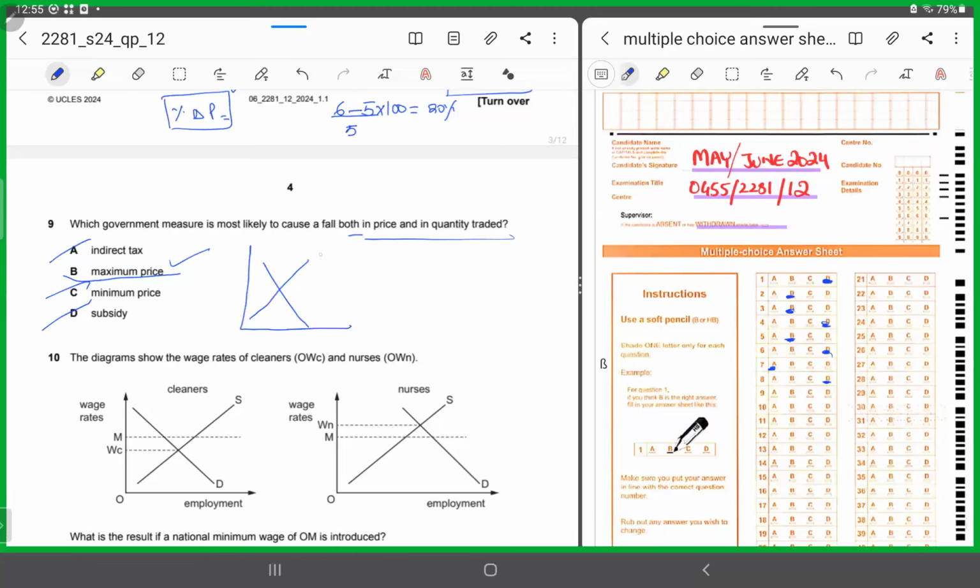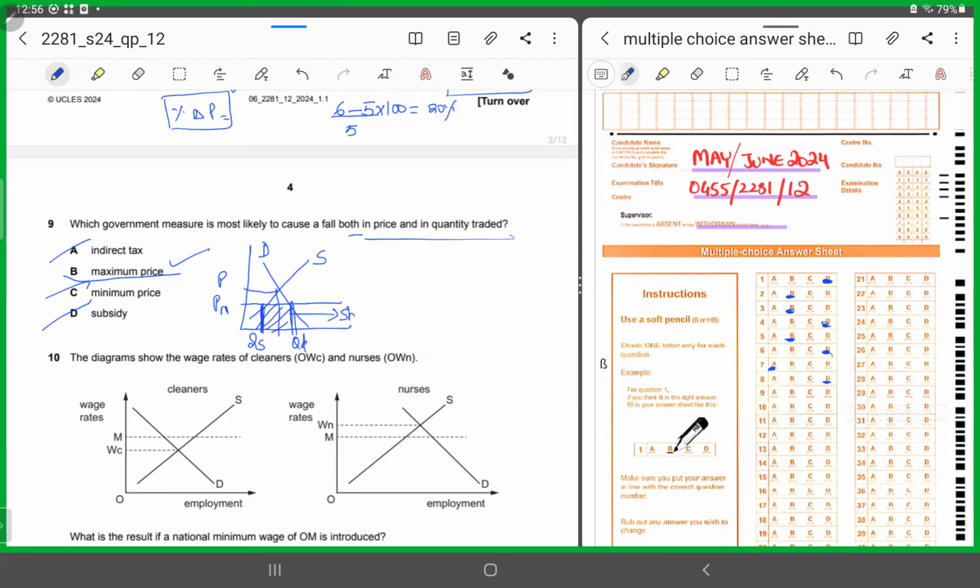So if this is the supply, and if this is the demand, and if this was the equilibrium quantity, now if the government has imposed a maximum price, which is this. So now you can see, this is the quantity supplied, and this is the quantity demanded. And now this is the shortage created, and now this is the amount the suppliers are willing to sell, and this is the amount the consumers are willing to buy. However, it's not available. There will exist a shortage.